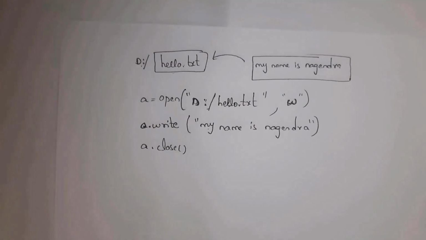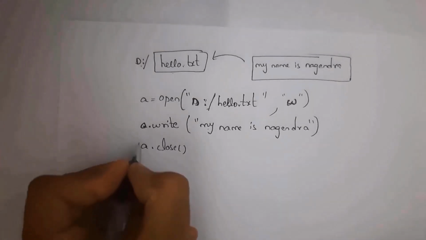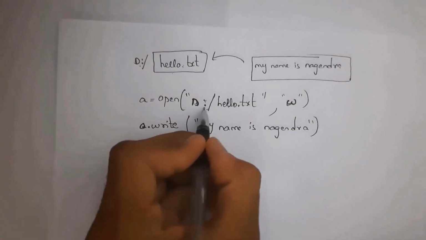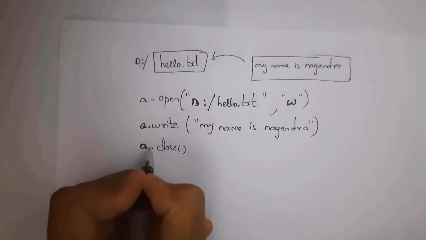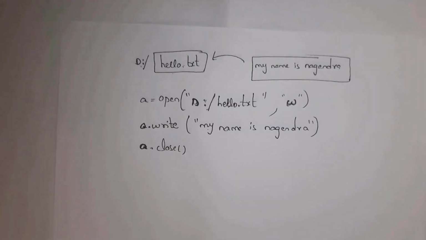After performing the operation, we need to close our file. By using the close method, we can close the file. So write here a dot, because my file is present in object a. So write here a dot close. So it will close your file.